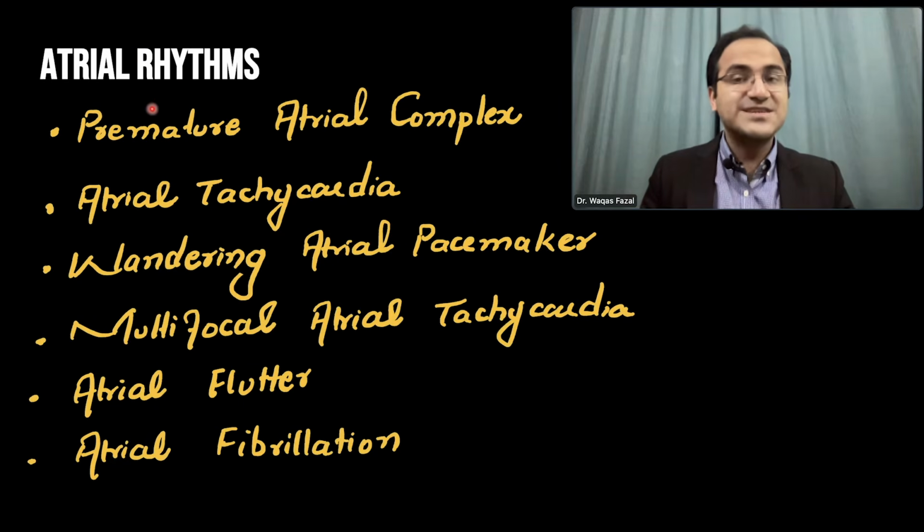Now remember, there are certain types of atrial rhythms that include premature atrial complexes. I have talked about premature atrial complex in detail in my previous video. The link of that video is given in the description below. Atrial tachycardia, wandering atrial pacemaker, multifocal atrial tachycardia, atrial flutter and atrial fibrillation. Now in this video, we are going to talk about wandering atrial pacemaker and multifocal atrial tachycardia. In the next video, we will be talking about atrial flutter and atrial fibrillation.